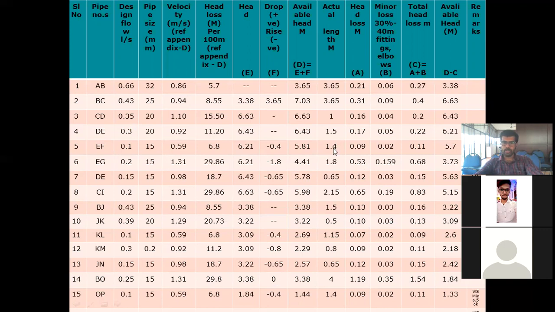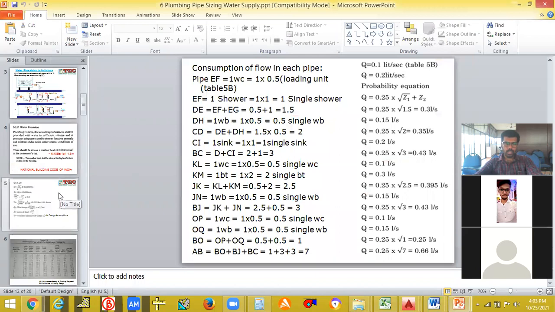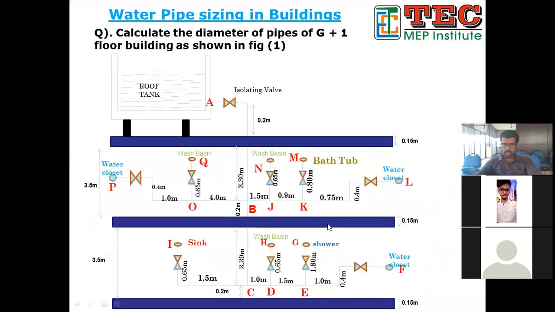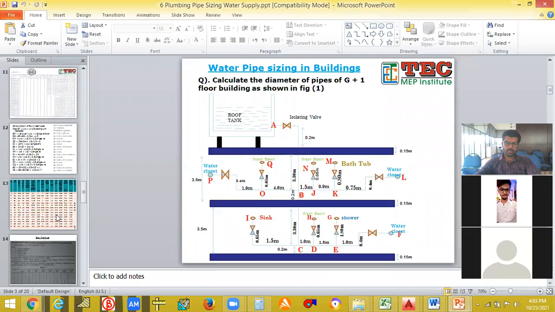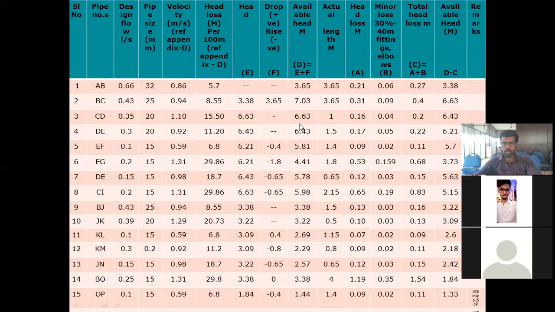Then actual length is 1.4. Okay. Length of EF, you got 1.4. How did you get 1.4? This is 1 plus 0.4, 1.4. Okay. You got 1.4 there.